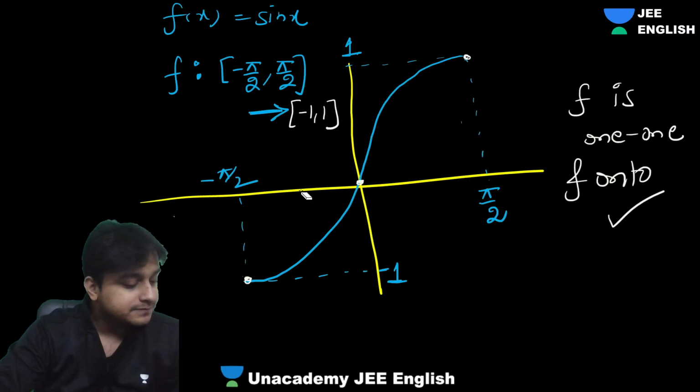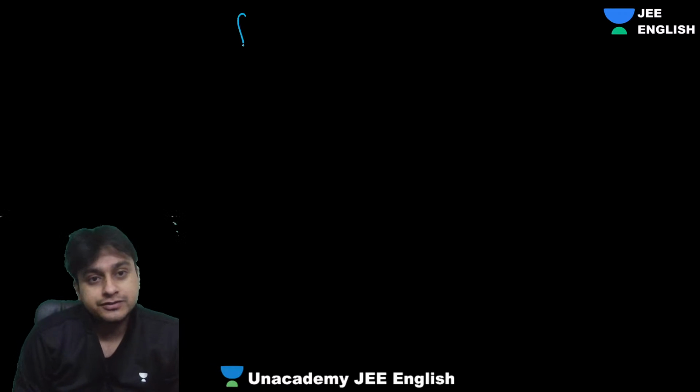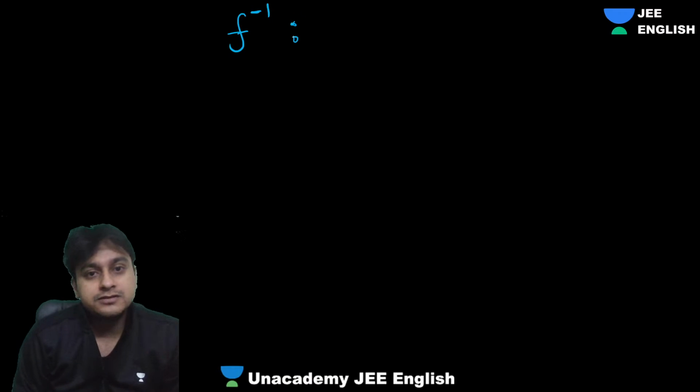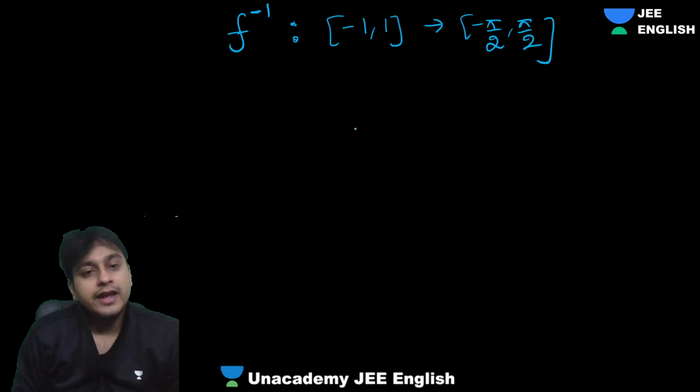Now guys, the thing is, we have to find out f inverse. Now it becomes really easy. How do we find out f inverse, guys? There are many methods of doing it. So f inverse will obviously go from where? -1 to 1 to minus pi by 2 to plus pi by 2, right?